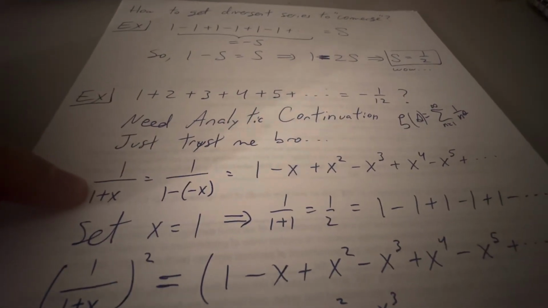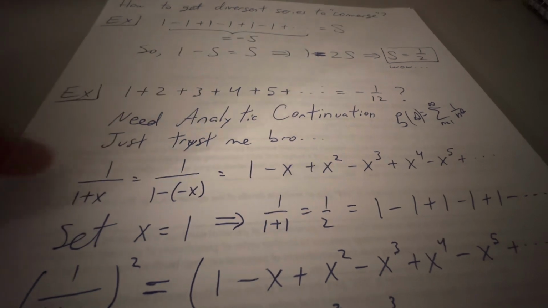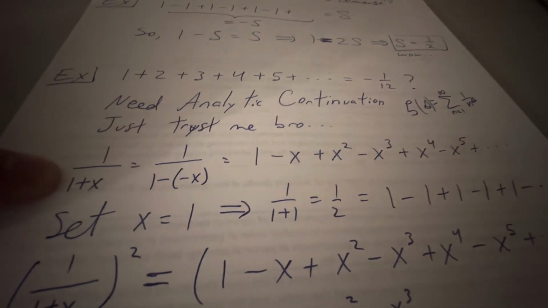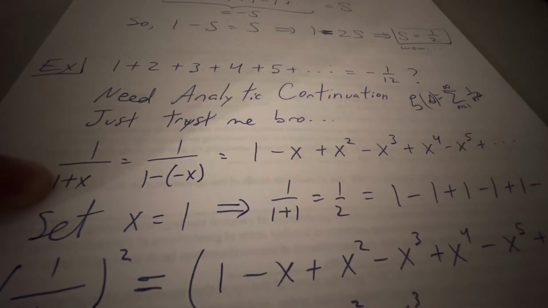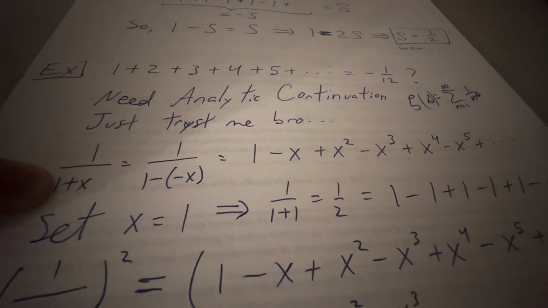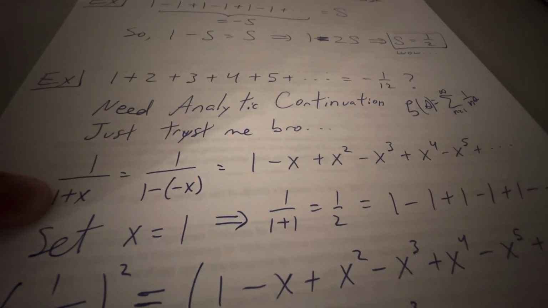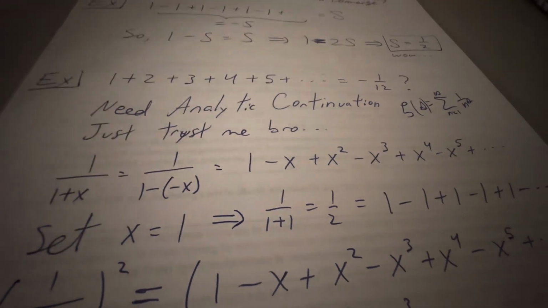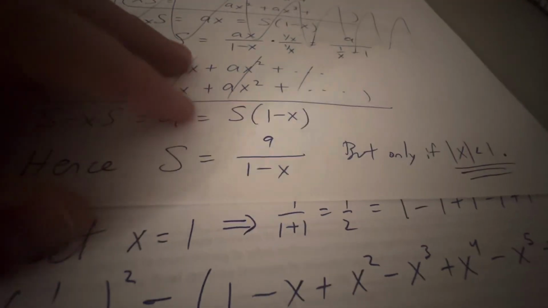One thing I noticed is that if I look at the previous result, if I set a equal to 1 and then I write 1 plus x in the bottom, I make the recognition that plus x is the same as minus negative x. And then it looks kind of like this formula here.